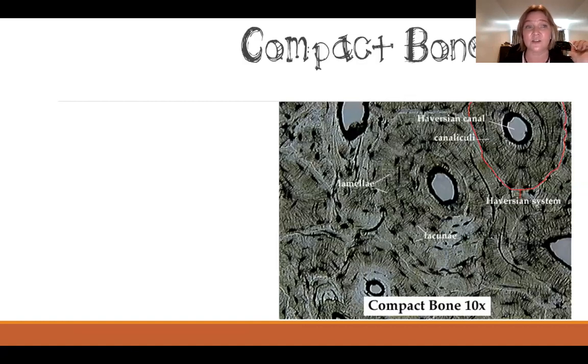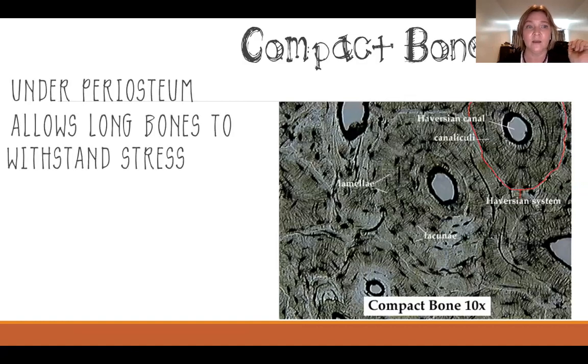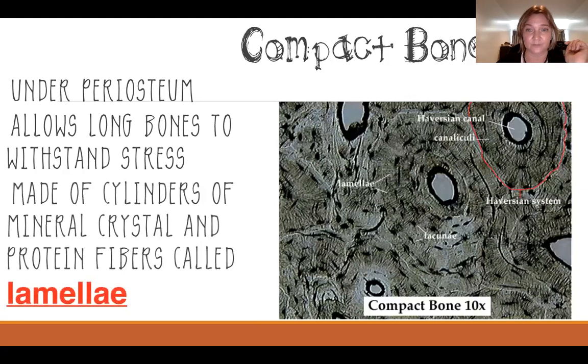Okay, so let's have a closer look at the structure of compact bone. This allows your long bones, which is all the bones in your arms and your legs, to withstand stress. It's made of cylinders of mineral crystal and protein fibers called lamellae, which you see here.